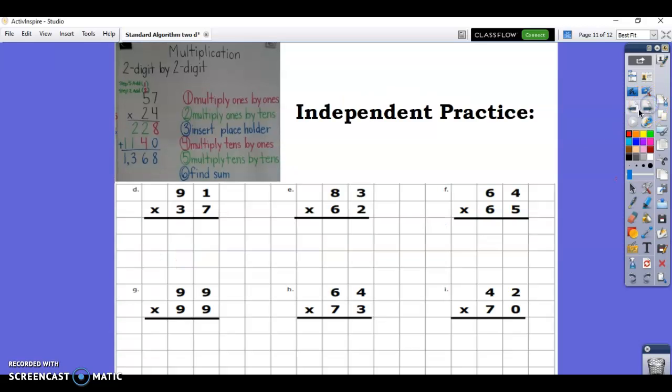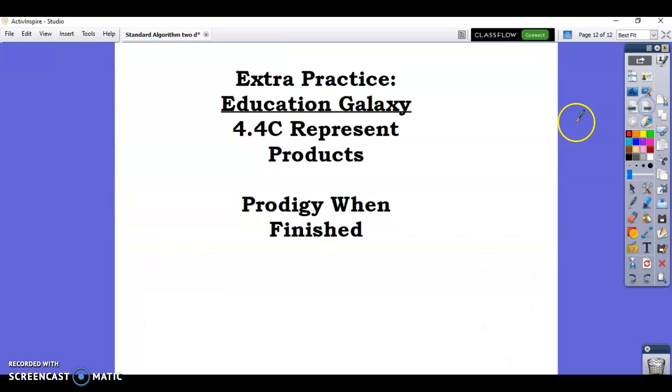And then your independent practice is D, E, F, G, H, and I that are also on grid paper. If you have grid paper, it's awesome at home. I have the steps that are here if you need them, so make sure that you do that correctly. And then the last part is if you get finished early, you can get back onto Education Galaxy. It is 4.4C from Represent Products from last week. If you did not get that one completed on Friday, and then Prodigy when finished.